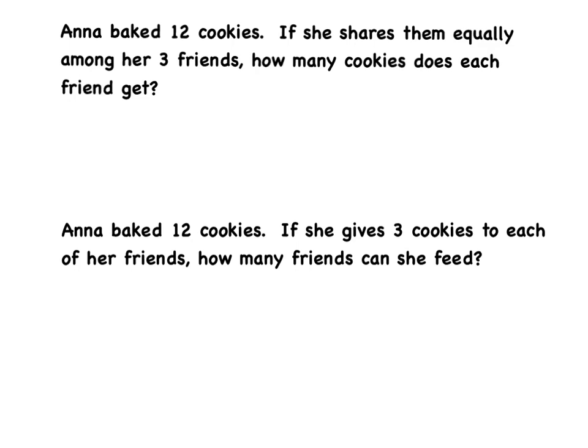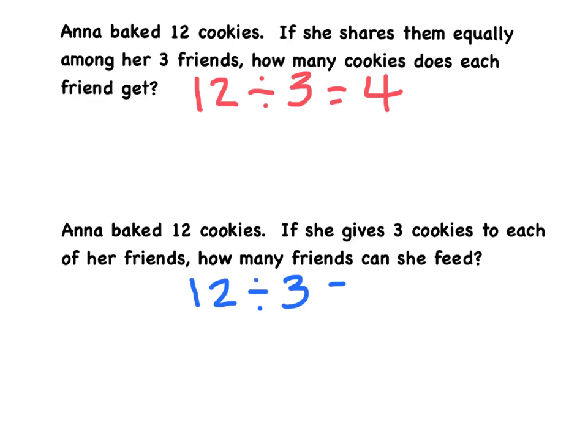Okay, so hopefully you had a chance to write an equation. For the first one, where we had Anna's 12 cookies and she shares them among her 3 friends, we can think of that as 12 divided by 3, which gives us 4. And if we think about this other problem, Anna baked the 12 cookies and she gave 3 cookies to each of her friends. How many friends can she feed? Interestingly, we can also represent that as 12 divided by 3 equals 4.